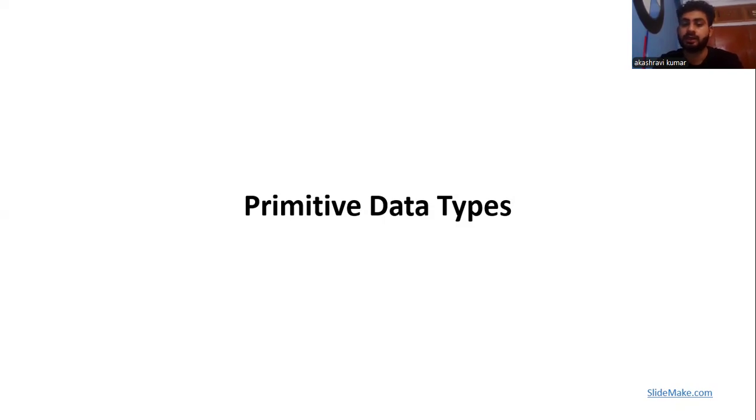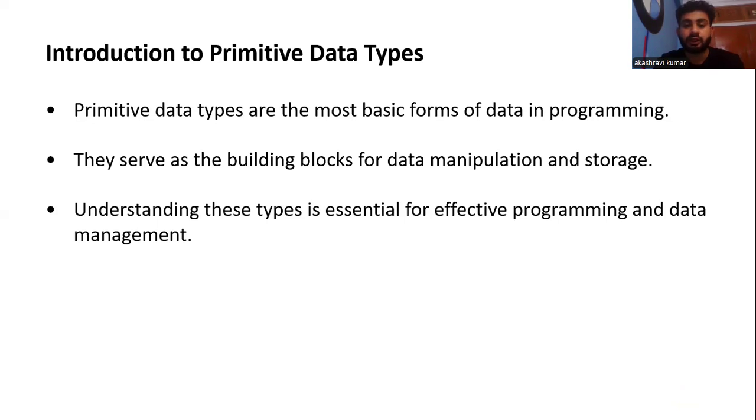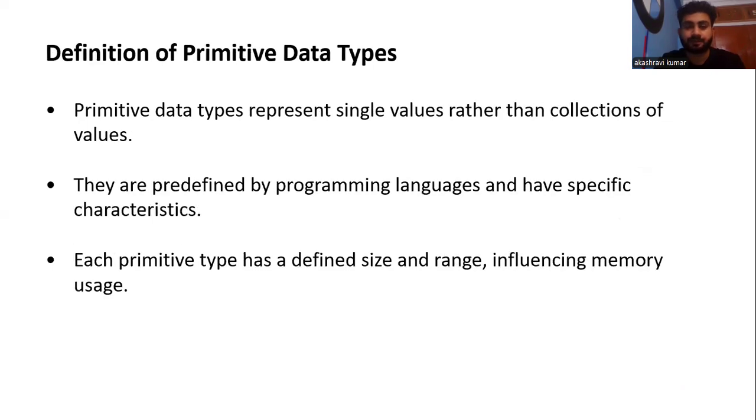Today, let's discuss the primitive data types in Java. Introduction to primitive data types. Primitive data types are the most basic forms of data in a program. They serve as the building blocks for data manipulation and storage. Understanding these types is essential for effective programming and data management.